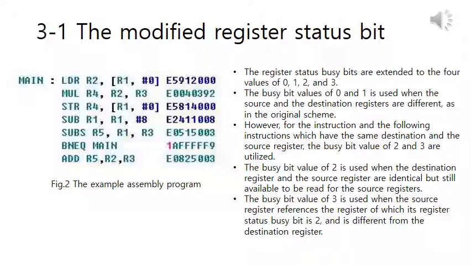In summary, the data is available when the register bit is 0 or 2, but unavailable when it is 1 or 3. When the instruction of which its destination register bit value is 1, 2, or 3 is executed, it is updated to 0 eventually. By applying this scheme, the register renaming can be more effectively implemented for the out-of-order superscalar processor core.